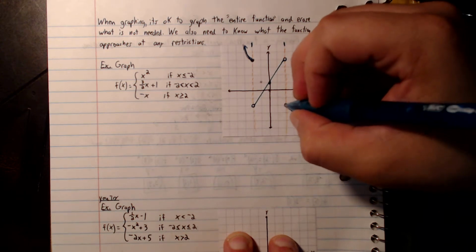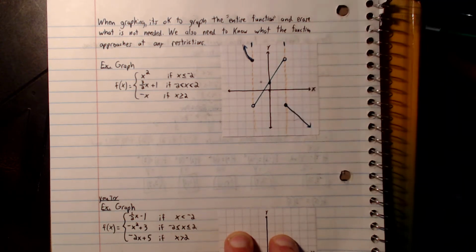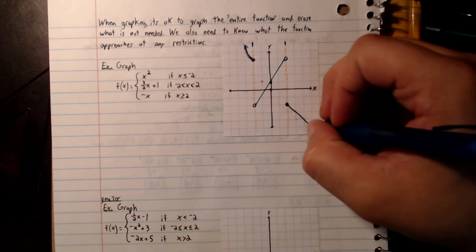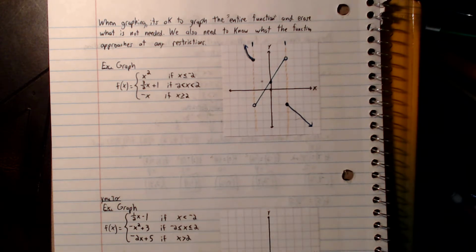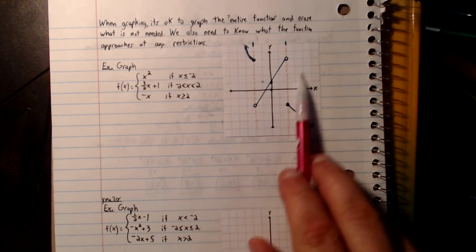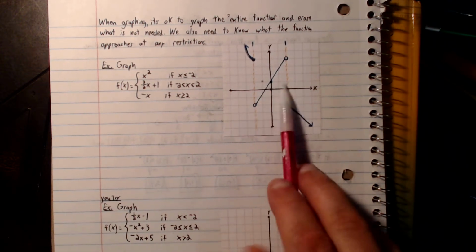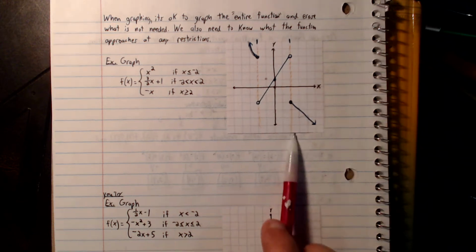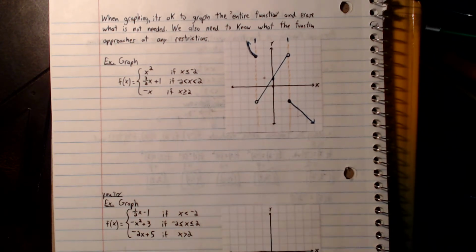And again, make sure that I fill that in because it's included. That's how you draw a piecewise function, right? We drew parts. We drew parts that we might have needed, we drew parts that we might not have needed, and we erased them as we went along. Take your time when you do these.